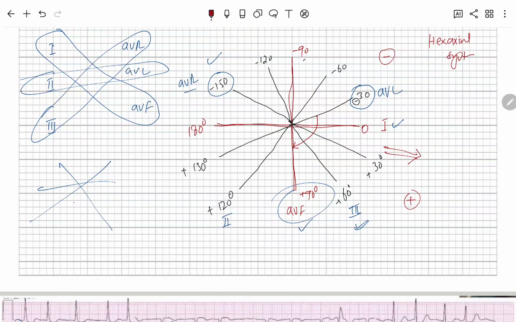So it will be falling between minus 30 to plus 90. If it falls in this area, it will be normal. When it falls between plus 90 to plus 180, it is said to have right axis deviation, right? If it falls between minus 30 to minus 90, it is called left axis deviation. If it falls between plus 180 to minus 90, it is called extreme axis deviation, right?